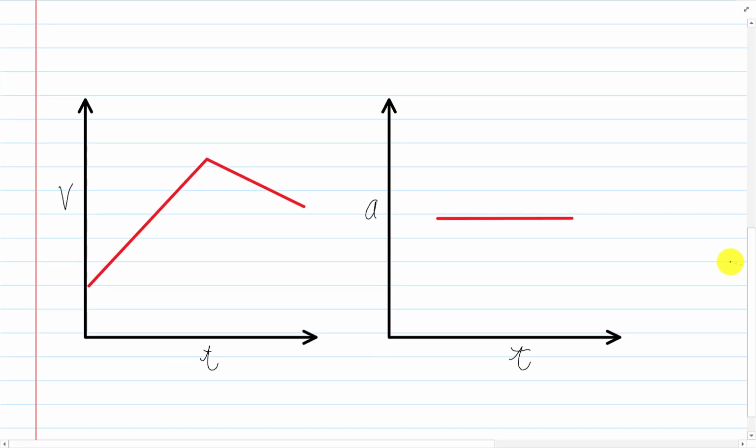Way back when, in kinematics, we've done velocity time graphs and acceleration time graphs. And the slope of this velocity time graph was the rise, the velocity, over the run, which is the time, so that was the acceleration. Okay, and that would give us an acceleration.